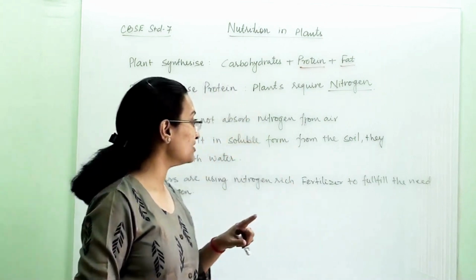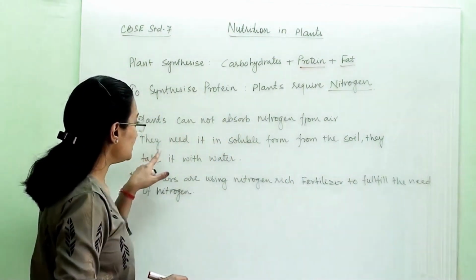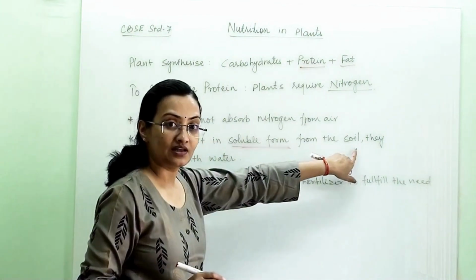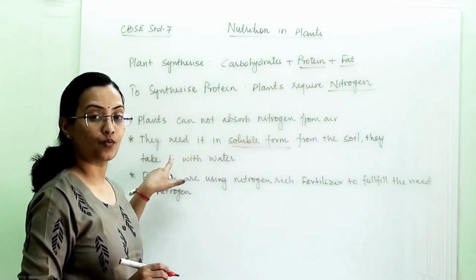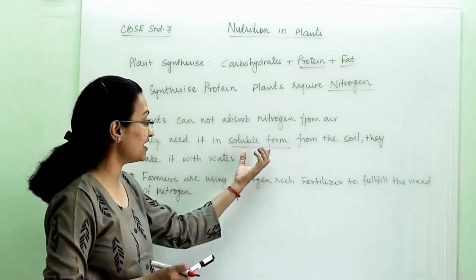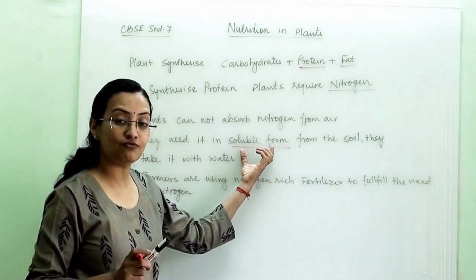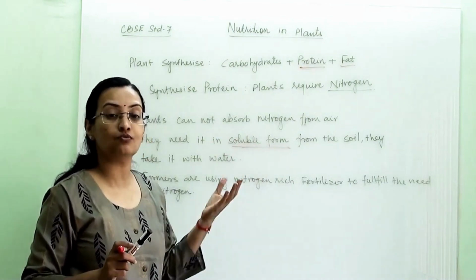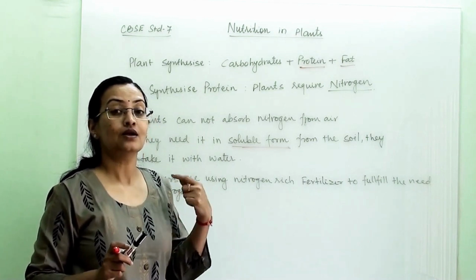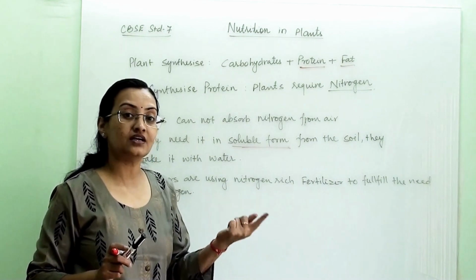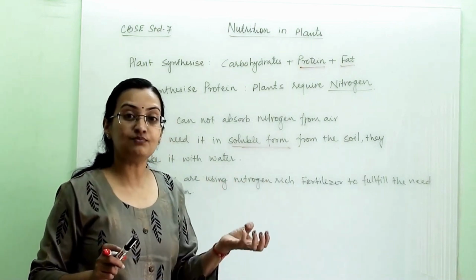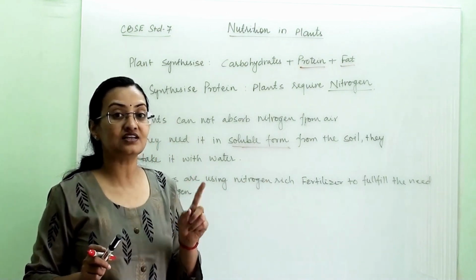So in which form are they taking nitrogen? They need it in the soluble form from the soil, and they will take this via water. Along with the water they are taking it in the soluble form via roots. So they are taking it from the soil. They are not taking it from the air, like they take carbon dioxide. So the mode of accepting nitrogen is different, and it is via soil.